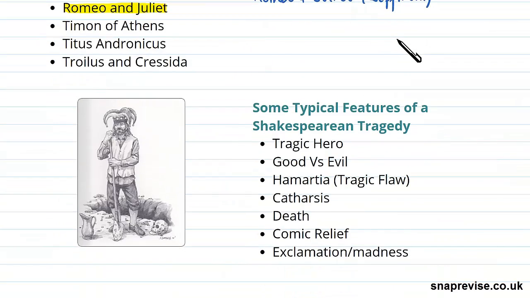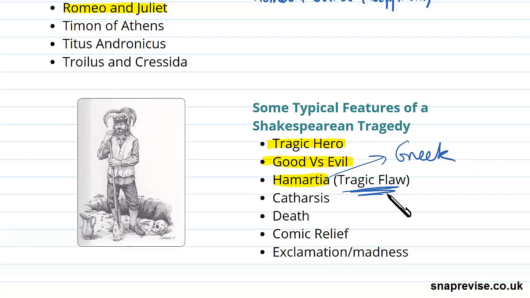Here are some typical features of a Shakespearean tragedy. We typically see a tragic hero or heroine, but mostly a hero in Shakespeare. We see the battle of good versus evil. We see something called hamartia, which is a Greek term because tragedy was originally invented in Greece, which essentially means tragic flaw. And a tragic flaw is something like an Achilles heel, it's the character's downfall.